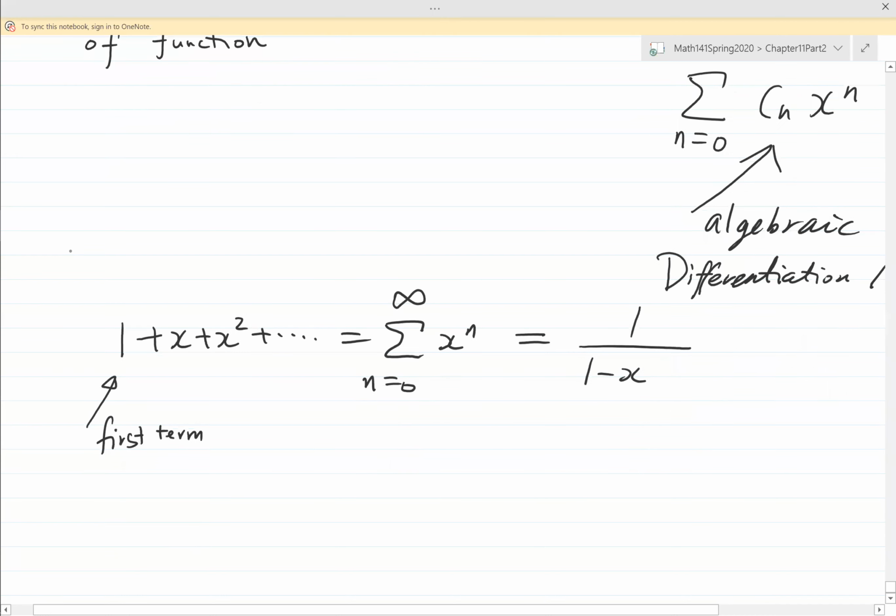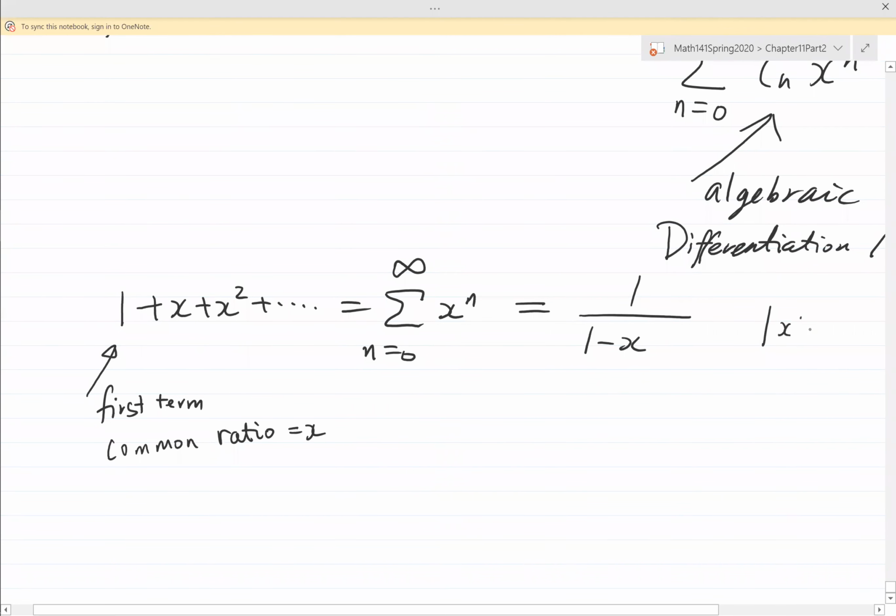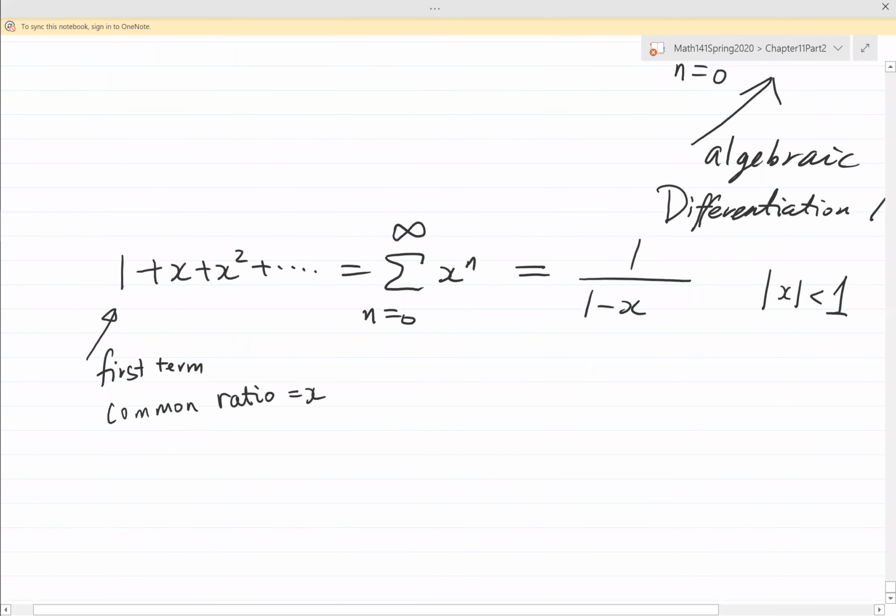And we have a common ratio. The common ratio is found from the ratio of two adjacent terms. The common ratio is equal to x, so we can write down its sum by the geometric series. Now here we assume the absolute value of x is bounded by 1. So this converges if |x| is bounded by 1.